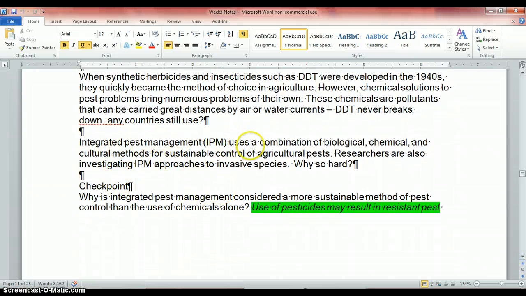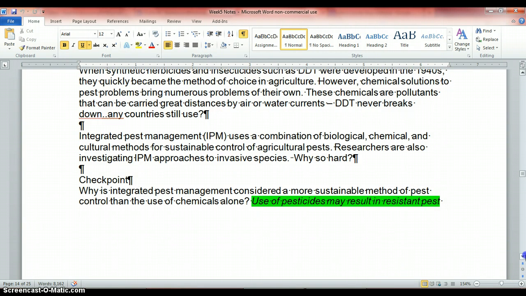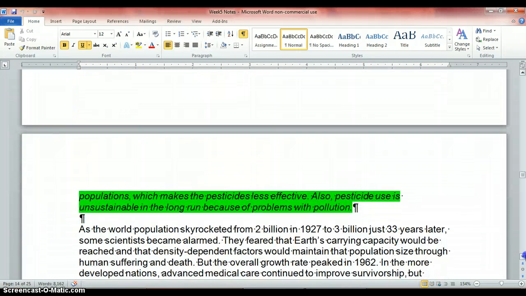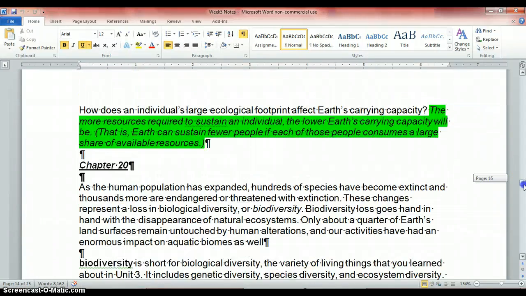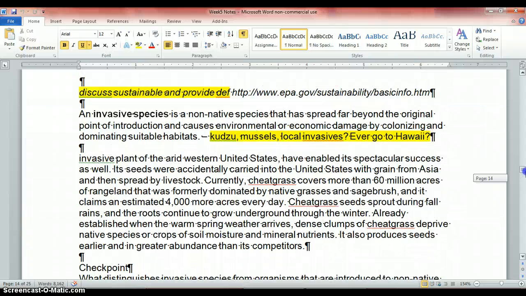Integrated pest management, IPM, uses a combination of biological, chemical, and cultural methods for sustainable control of agricultural pests. Researchers are also investigating IPM approaches to invasive species. So you just really have to try to do this without messing things up. Let's see how much more we have on chapter 19. Oh, I think we can actually maybe in a minute finish it.